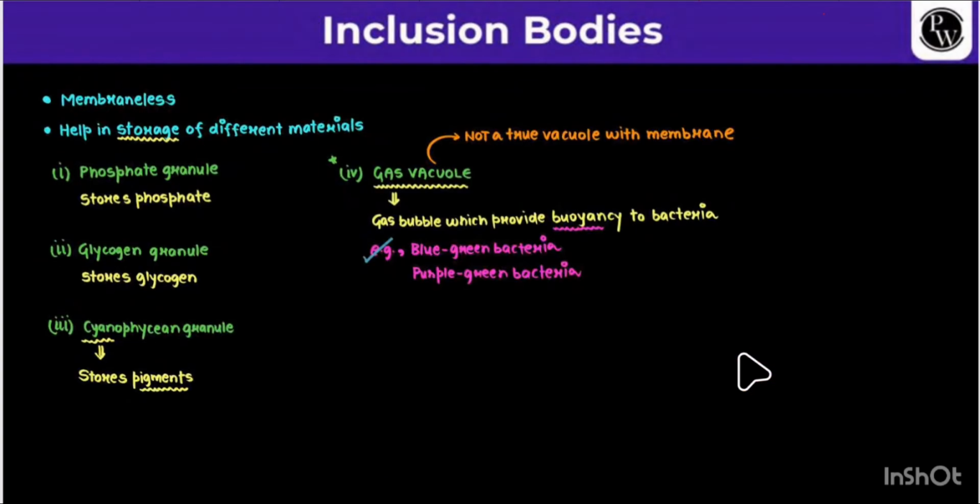If we talk about inclusion bodies here, they are membraneless, you have to remember. They help in the storage of different materials: phosphate granules store phosphate, glycogen granules store glycogen, and cyanophycean granules store pigments here. And if we talk about the gas vacuole here, it is not a true vacuole, but a membrane is there, right? The gas bubble provides buoyancy to bacteria. Examples of gas vacuoles are blue-green bacteria and purple-green bacteria.